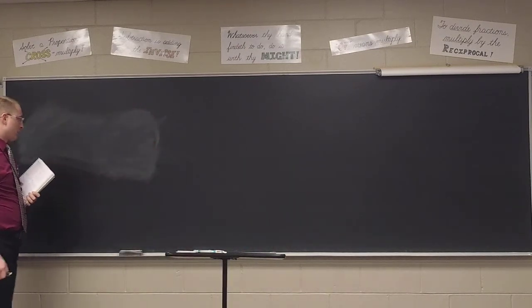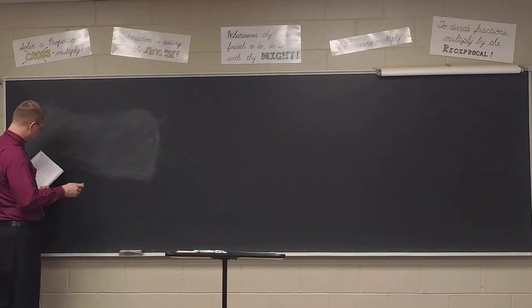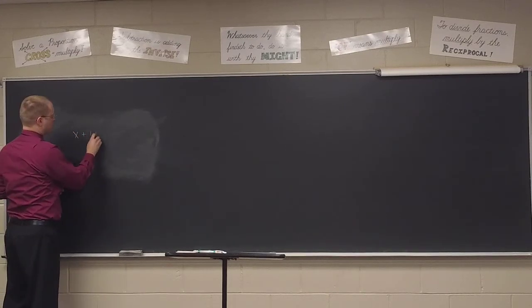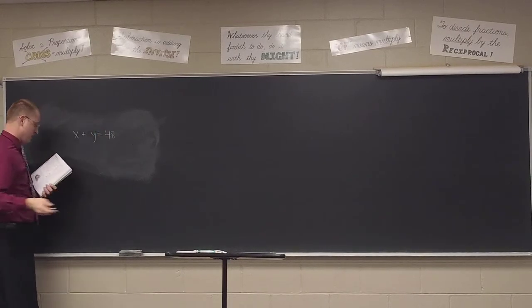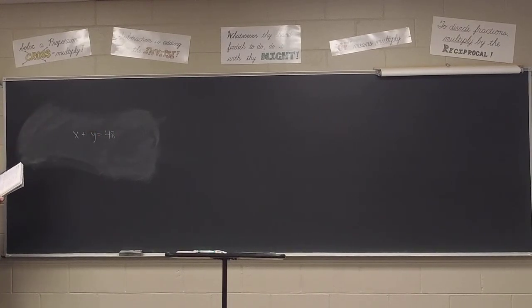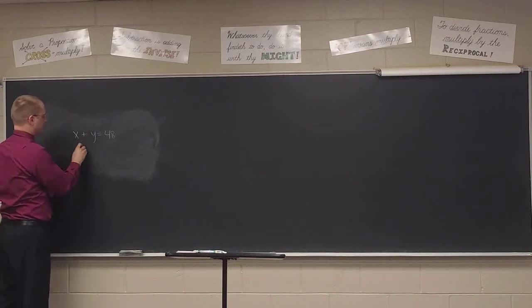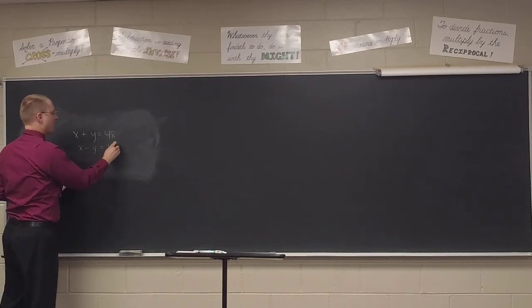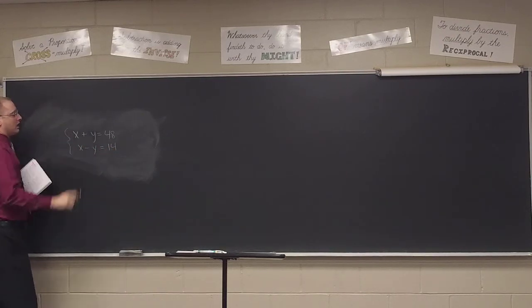And what was your first equation, Brecken? That's a y, it just didn't look like a y. X plus y equals 48. Good, the sum of two numbers is 48. Your second equation? Great job, x minus y equals 14.